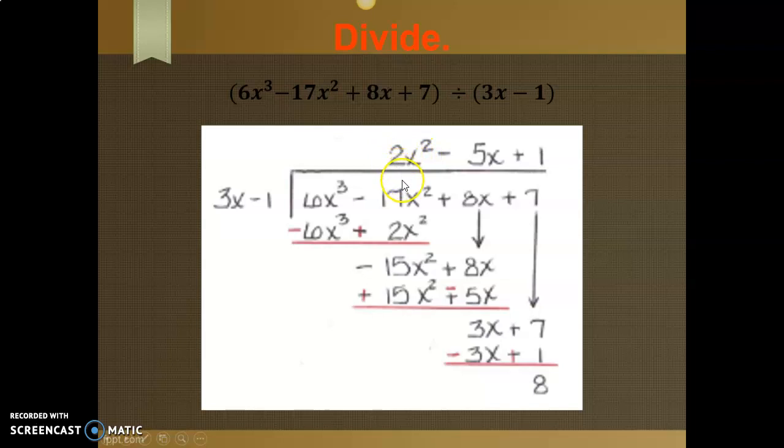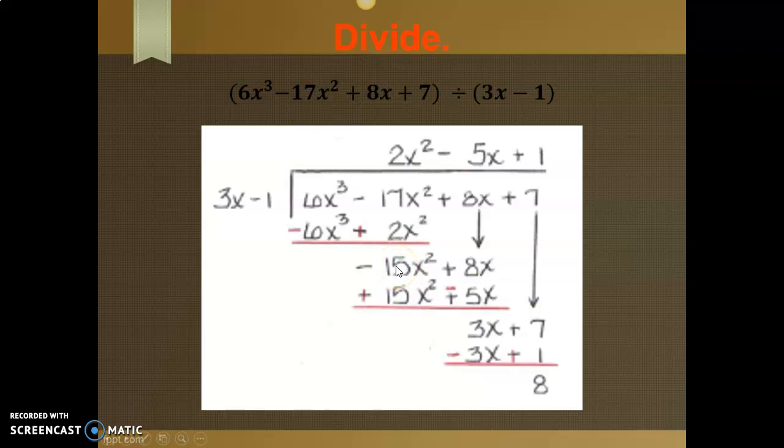Multiplying it back out, 2x squared times 3x will give us 6x cubed. Then 2x squared times negative 1 gives us negative 2x squared. Then we need to do what I call draw the line, change the sign. We will need to change each of these terms to its opposite. So we had a positive 6x cubed, it changes to a negative. And we had a negative 2x squared, it changes to a positive. Now we can perform the operation. Negative 17x squared plus 2x squared gives us a negative 15x squared.